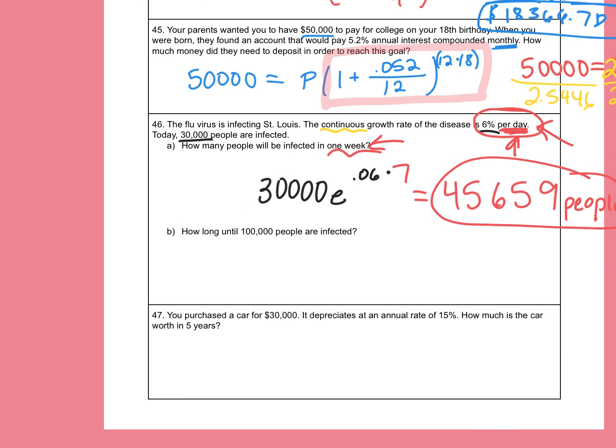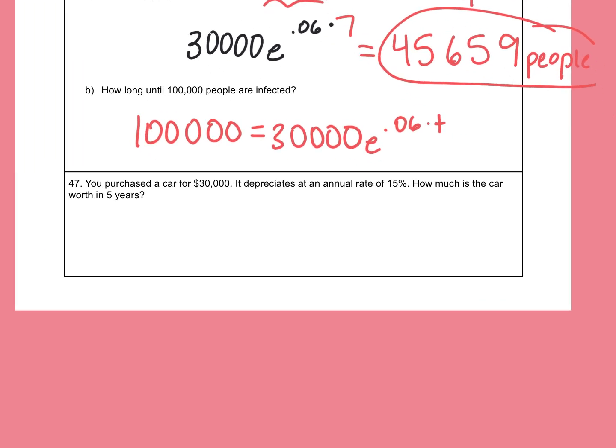How long until 100,000 people are infected? So it's asking how long, which means I am solving for time. Okay. So 100,000 people are infected. I know that that's going to be what my equation is supposed to equal. I know I still have a principal of 30,000, and then e to the 0.06 times, and we can just call this t because we're solving for time. So now we solve this.